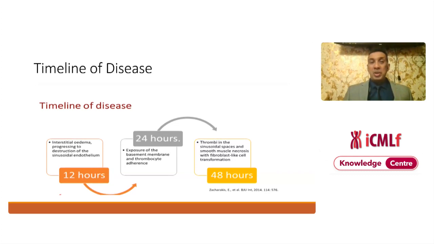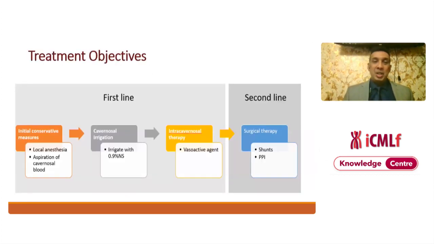So it's very important to treat priapism as an emergency and as early as possible, because it's clearly illustrated here that the timeline is of paramount importance and early, timely intervention is really required. What are the treatment objectives and how many lines of treatment are we talking about? These are the treatment objectives and the lines of treatment, and this is just an overview. It's not a detailed treatment.